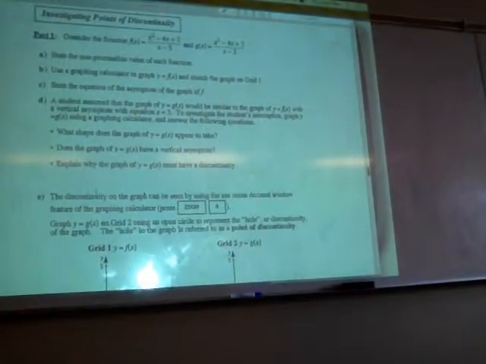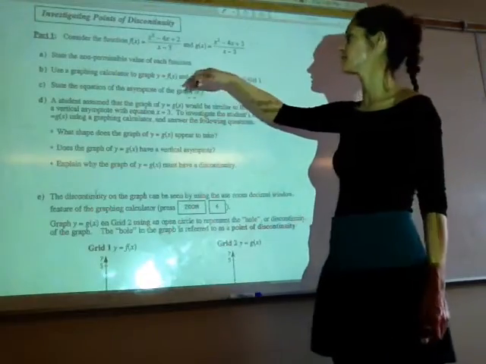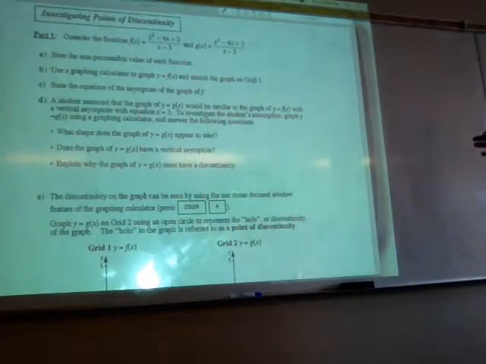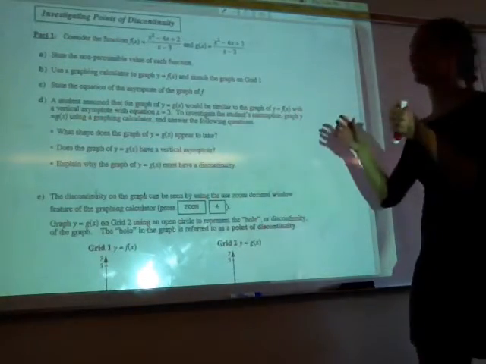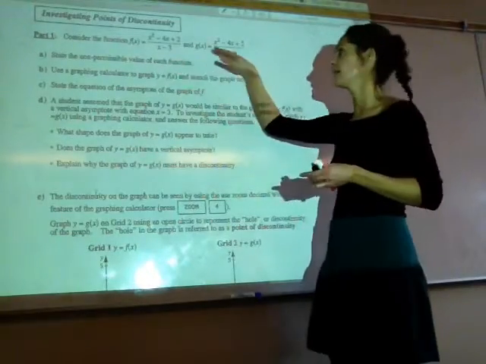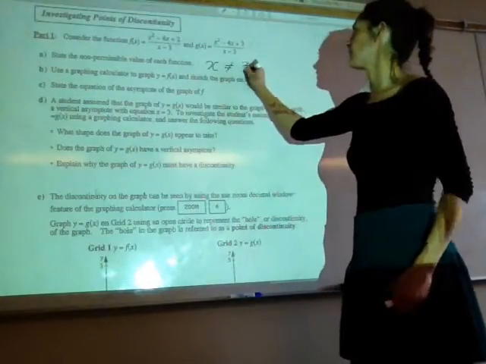So we're going to compare two graphs to start to investigate the points of discontinuity. One graph is (x² - 4x + 2) over (x - 3), and the other one's (x² - 4x + 3) over (x - 3). So from each graph, let's state the points of discontinuity, or sorry, the non-permissible values. Okay, from here? 3, 3. So x cannot equal 3 for both of them.